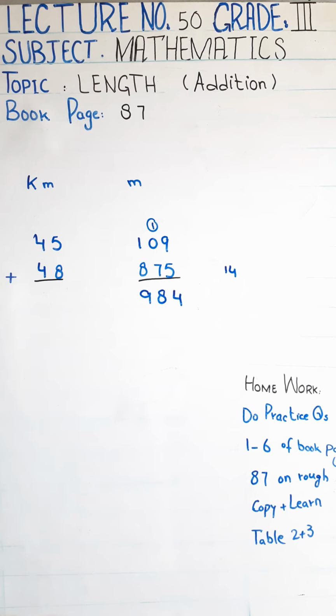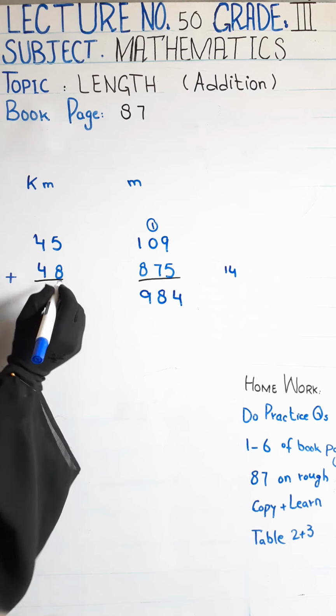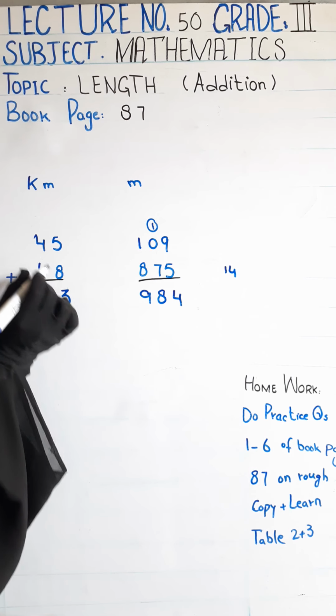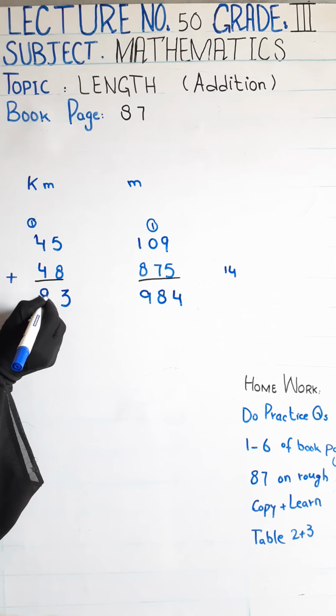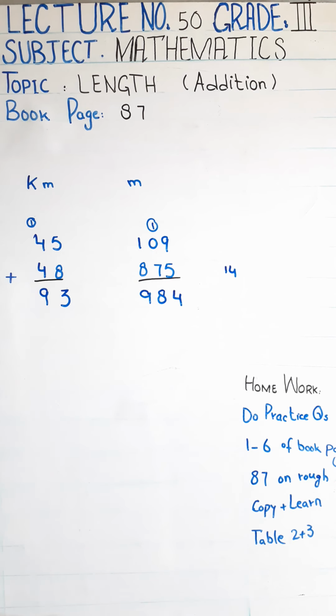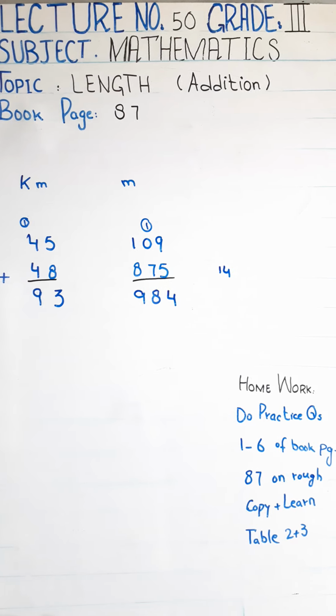Now move toward the kilometer. Again 8, 5 plus 8, you get 13. Yes, we carry one here. Now 4 plus 4 is 8, and 1 makes 9. So when we add 45 kilometer 109 meter plus 48 kilometer 875 meter, we get the answer 93 kilometer 984 meter. Clear, student?